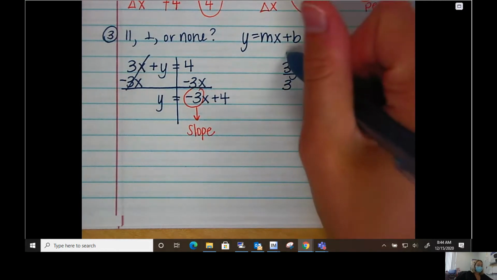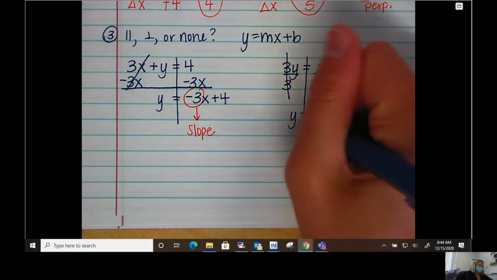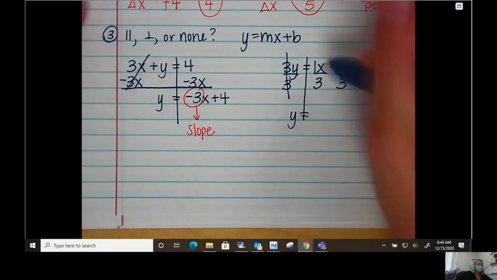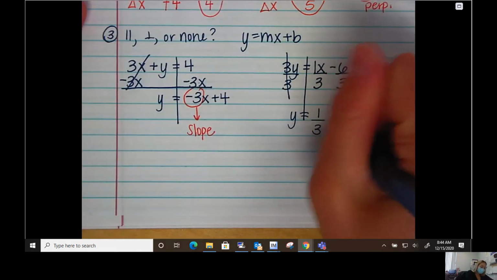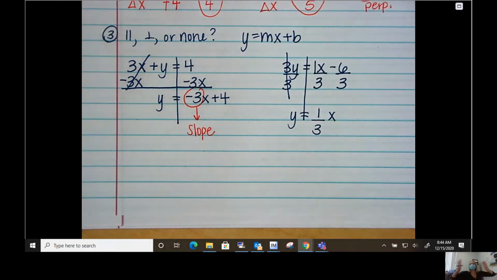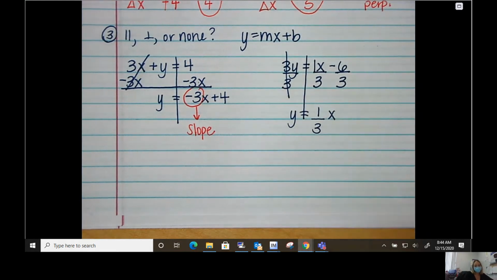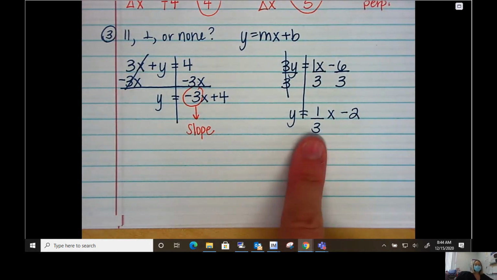All right, on the left, my 3's cancel. You're left with y equals. Now, what number can I put in front of an x if there's nothing there? A 1. So what should be the fraction before my x? 1/3. Good. 1/3 x. I'm just essentially separating it out so the x isn't on top anymore. And then what is -6 divided by 3? Although this part doesn't even really matter. -2. Okay, what's the slope of this equation?